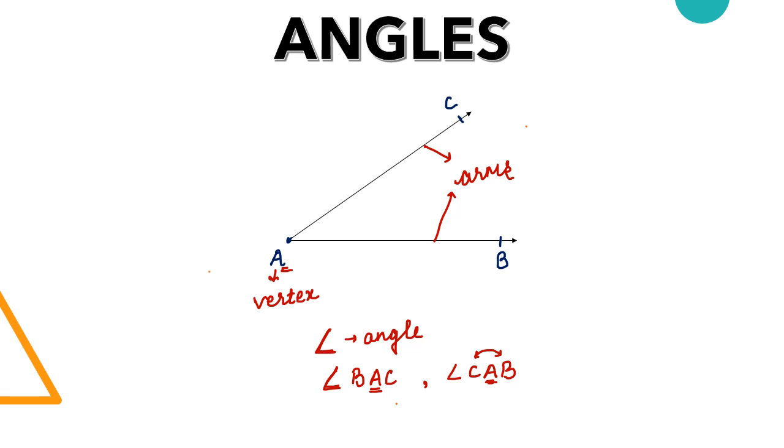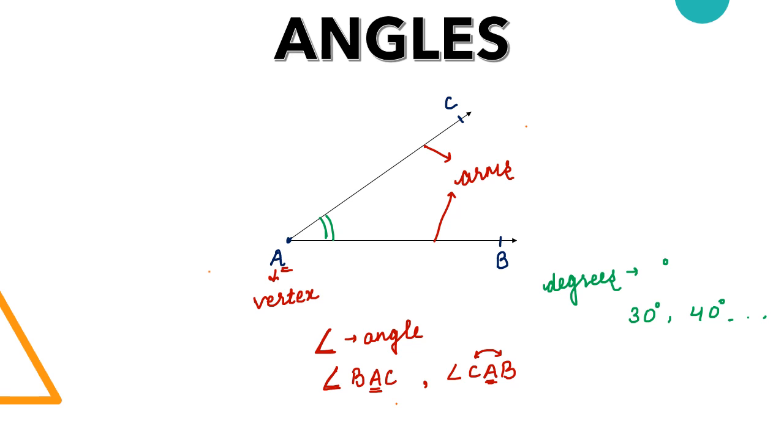An angle is measured in degrees. We use degrees to measure an angle. Degree is a small circle over the number which is the measure of the angle. We put this degree like 30 degrees, 40 degrees, and this gives the measure of any angle.